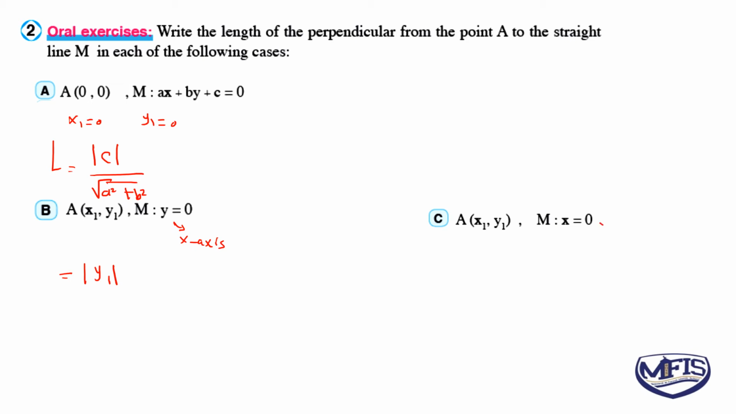x equals 0 represents the equation of the y-axis. So we want to find the distance from the point A to the y-axis. So it will be the absolute value of x1.